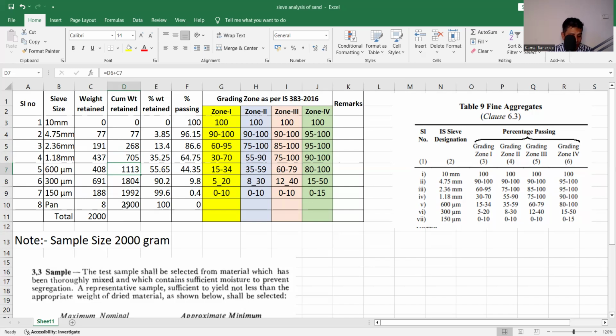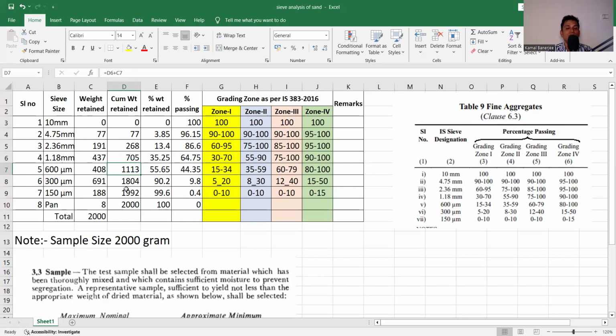So what do we need to do? First, we do the sieve analysis, and according to it, we weigh whatever is retained on the individual sieves. Then we add up the cumulative weights retained from 10 mm to 150 micron. So we have already calculated the weight retained on the individual sieves and the cumulative weight retained.